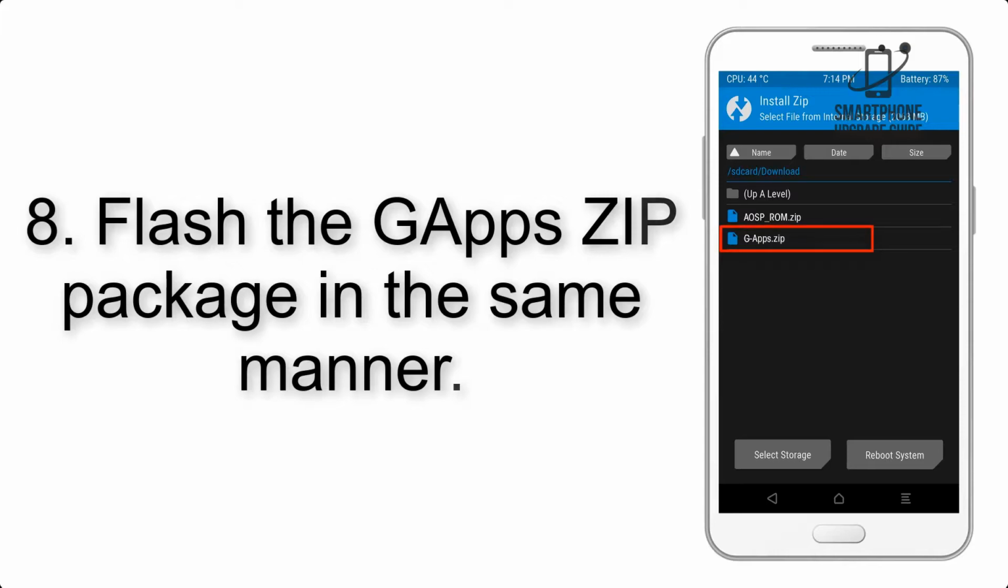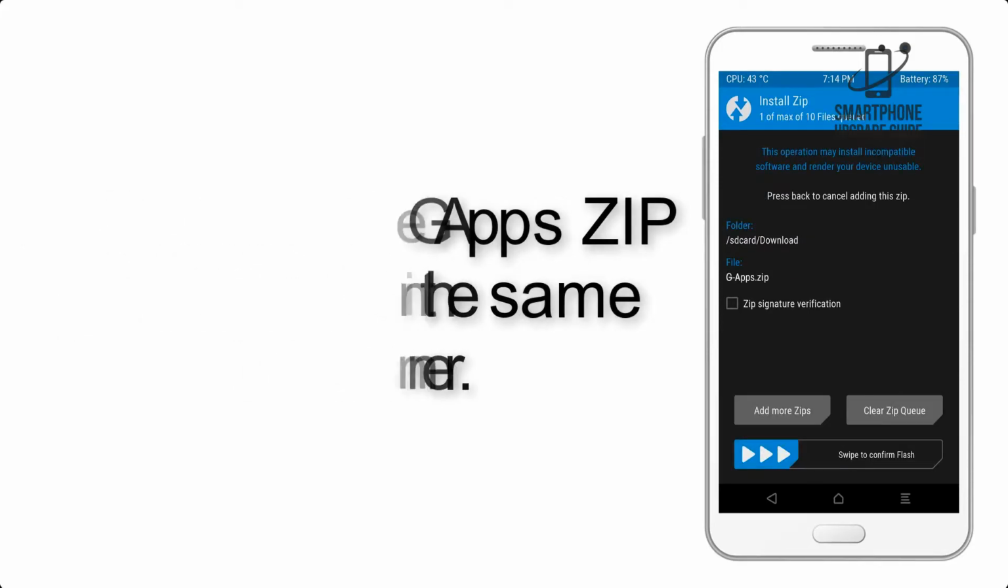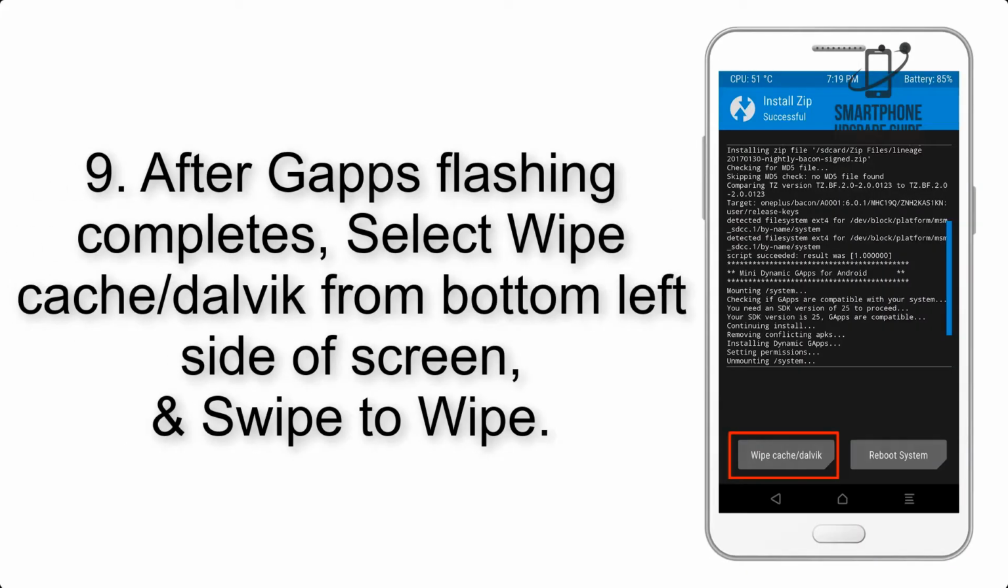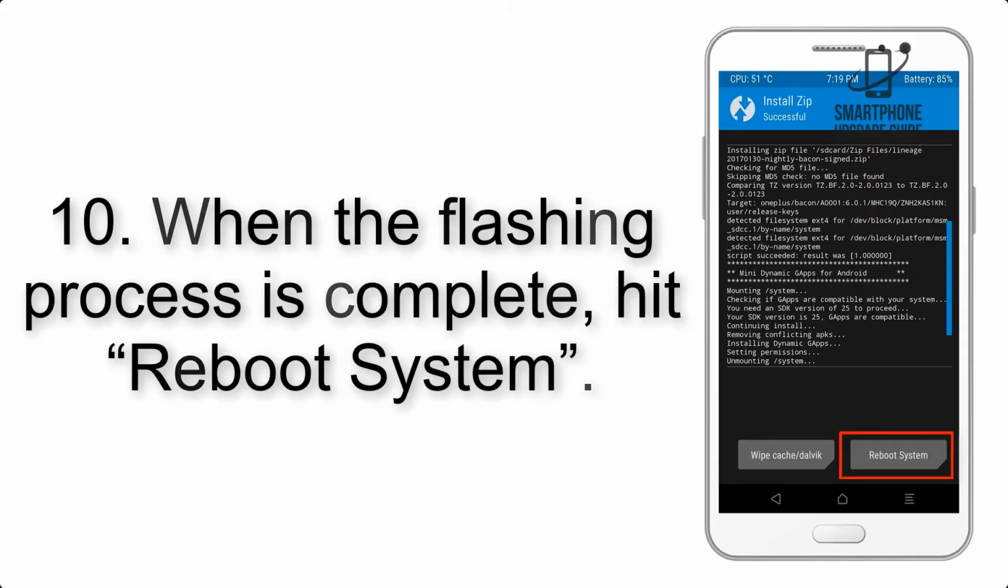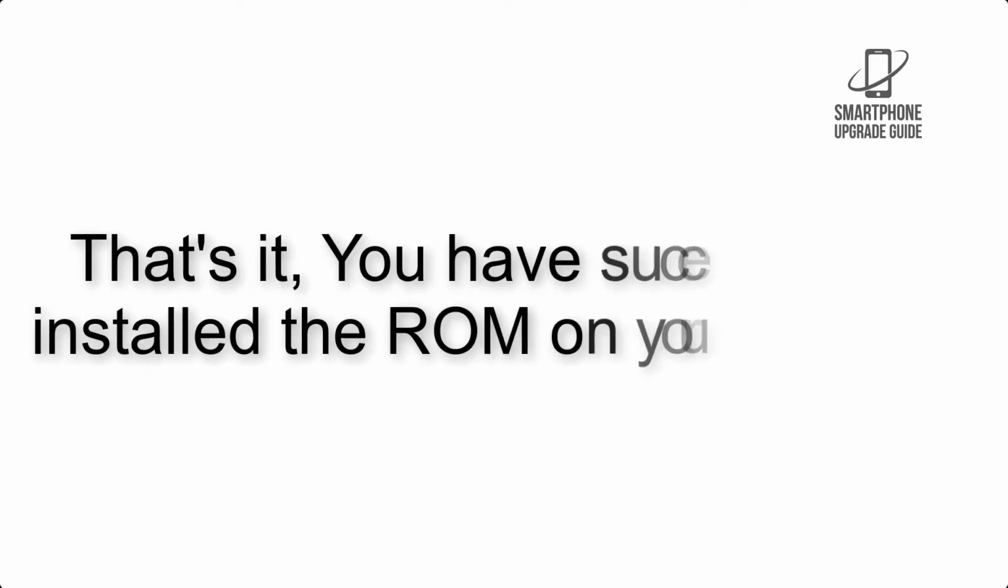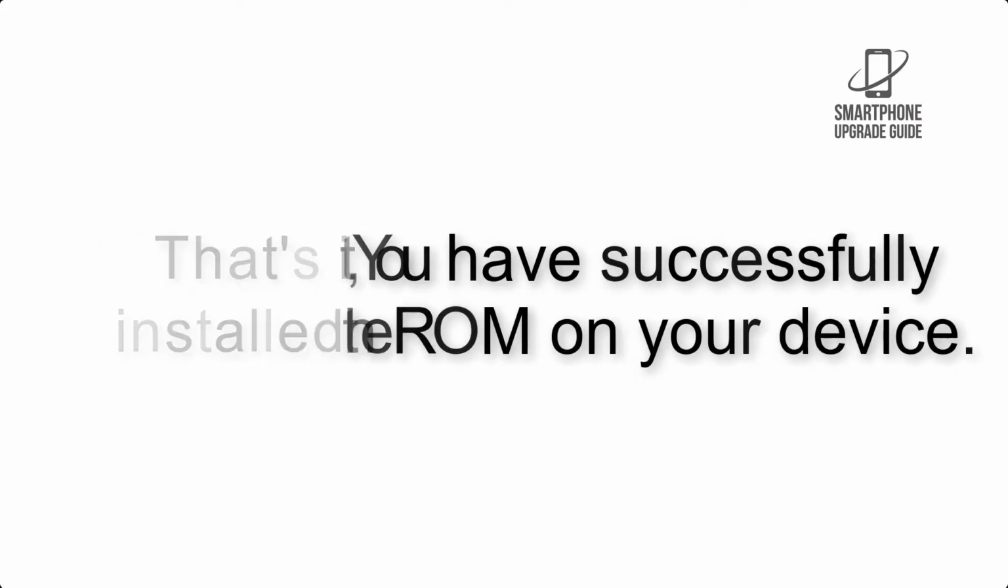Step 8: Flash the GApps zip package in the same manner. Step 9: After GApps flashing completes, select Wipe Cache and Dalvik from the bottom left side of the screen, and swipe to wipe. Step 10: When the flashing process is complete, hit Reboot System. That's it, you have successfully installed the ROM on your device.